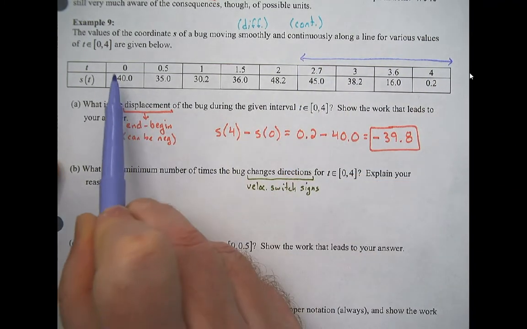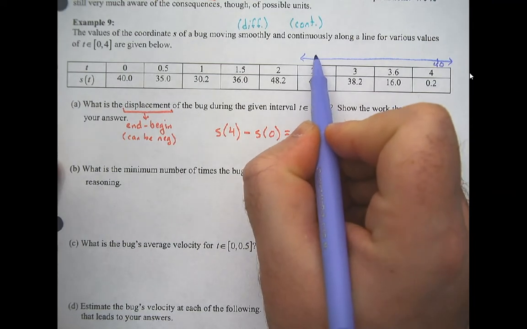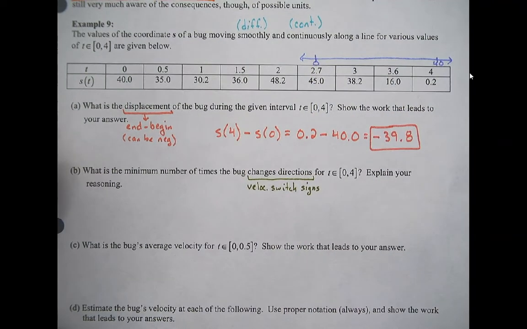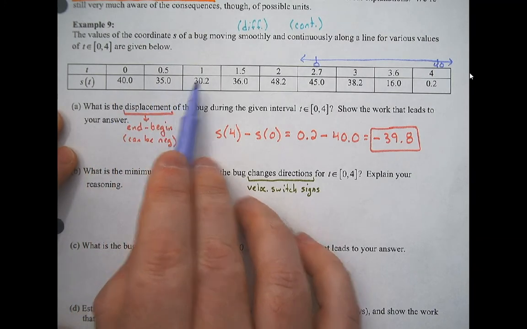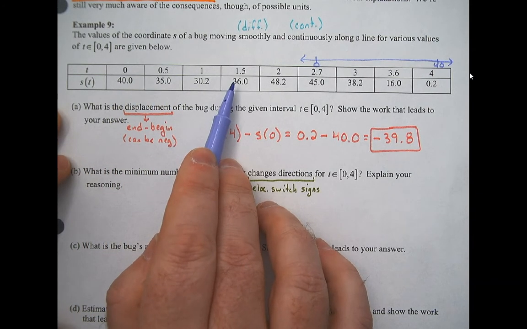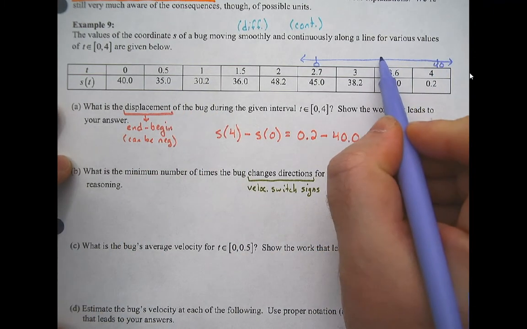Now, our bug starts 40 units away from 0. So this is 40. I'm going to put 0 in here as a reference. So what does our bug do first? Our bug goes from 40 to 35 to 30 to 36. So I can think, as I think about this, my bug went from 40 to 30.